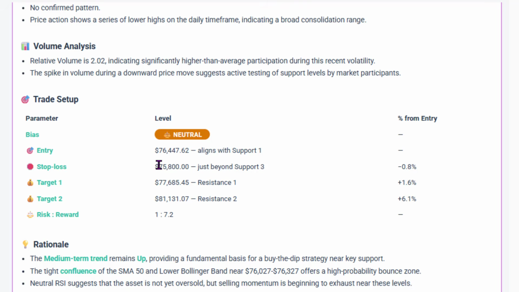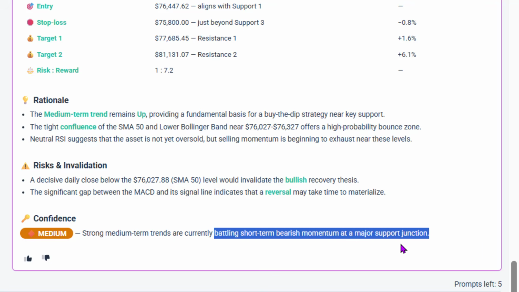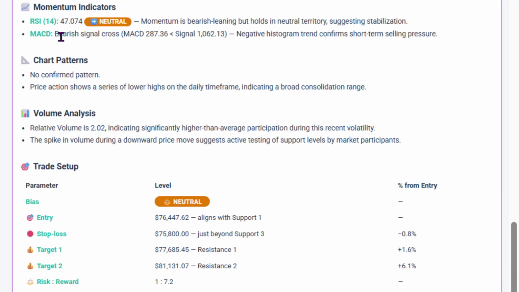and this is a pretty attractive risk reward. You could actually move the stop loss level lower and still have a very attractive risk reward for this trade setup. And it gives you the rationale behind this trade setup, as well as the confidence level. In this case, a medium level confidence, because there is a strong medium-term trend, but there is a sort of short-term bearish momentum as well, in terms of the MACD is still kind of bearish.